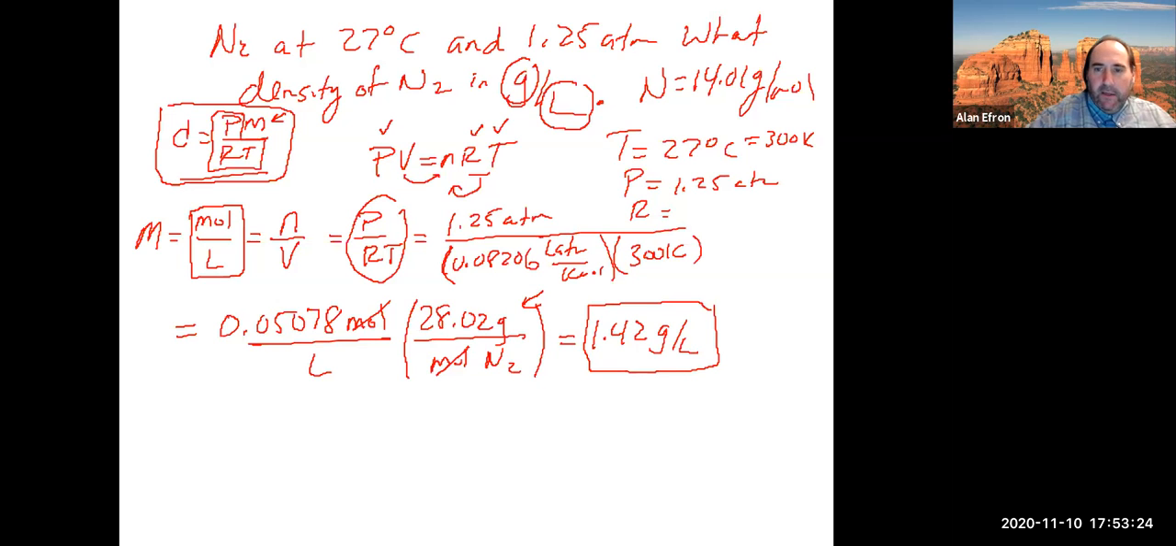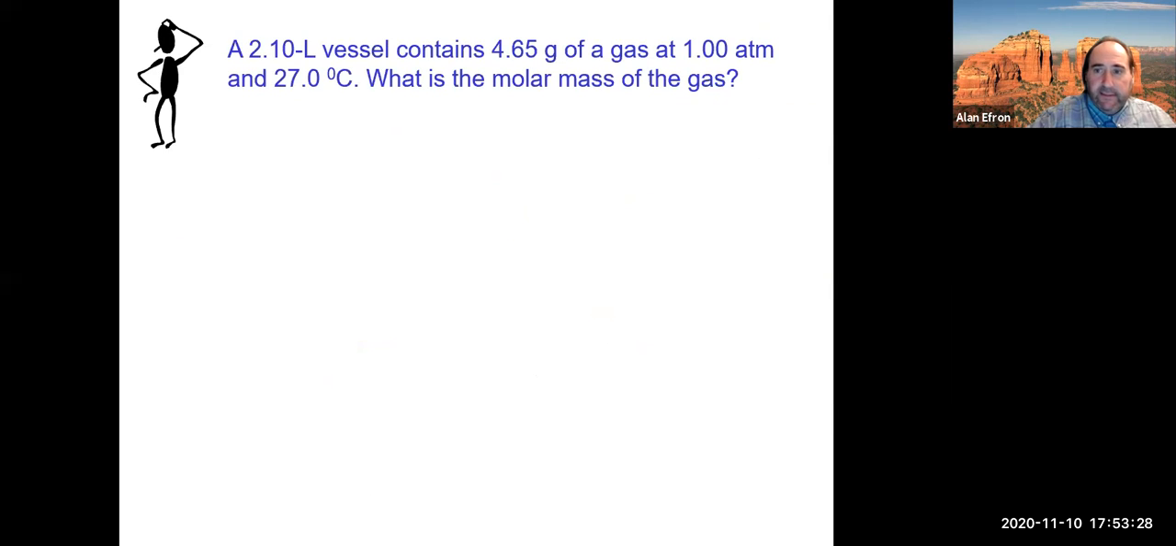Okay. All right, so I want to try another one here that we had next, which was this one here. We have a 2.1 liter vessel, contains 4.5 grams of a gas at 1 atmosphere and 27 degrees Celsius. What is the molar mass here of this gas? And again, we're looking for the molar mass in terms of units of grams per mole, which is the typical units of molar mass. Let's take a couple minutes to see what you come up with on this one.